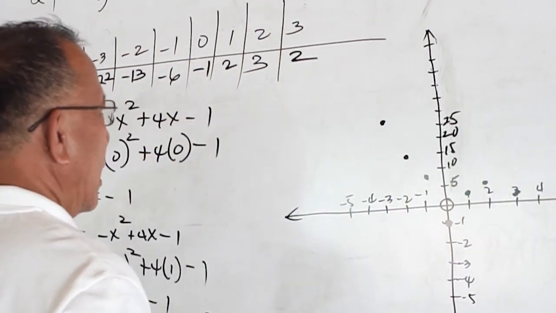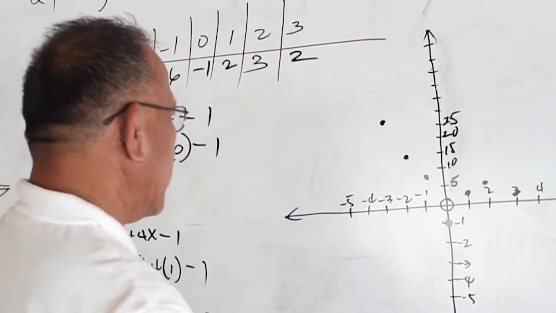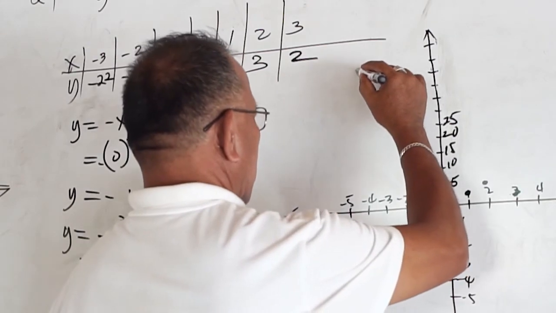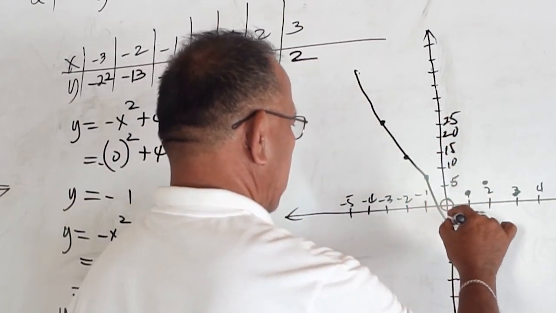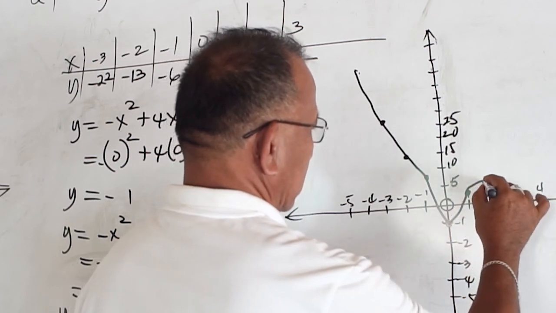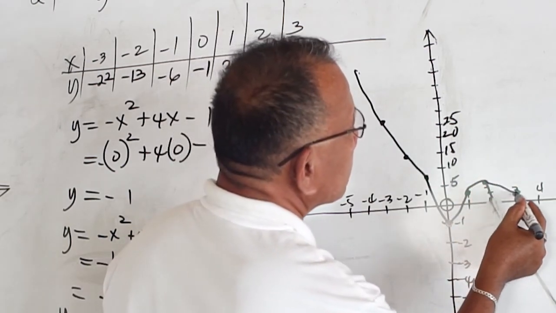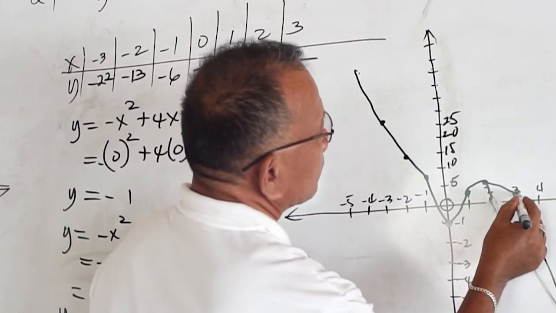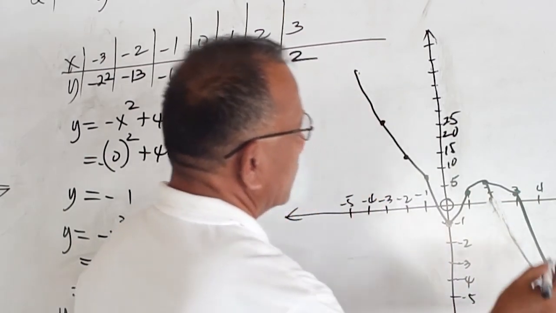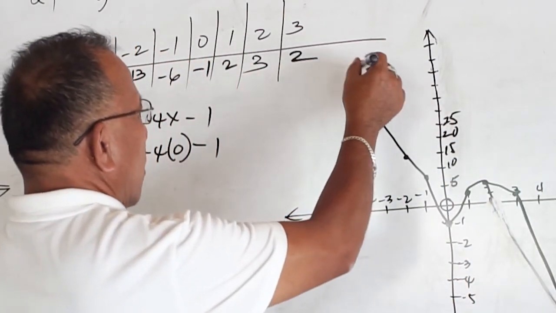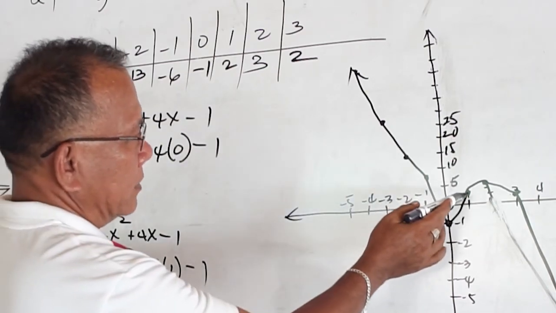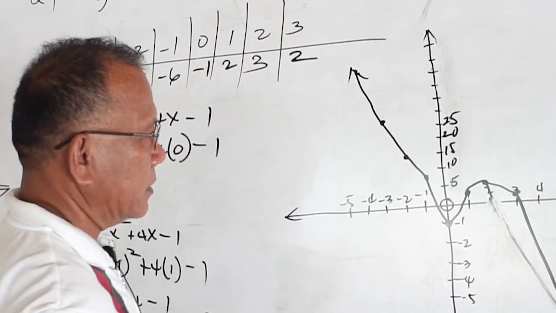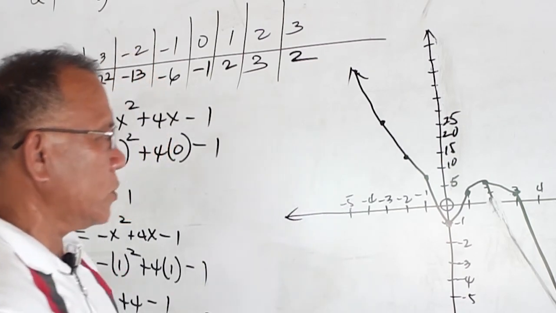Okay, after plotting the points, connect the line. So this is now the form of the graph. Okay, so this is a curved line. That is a function.